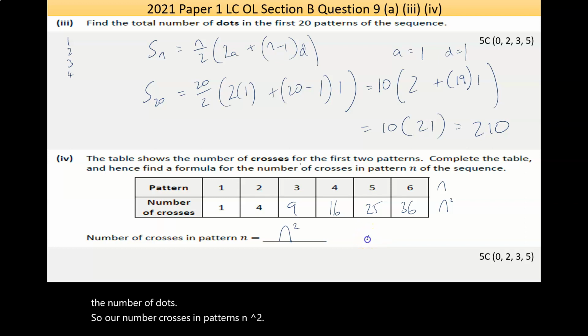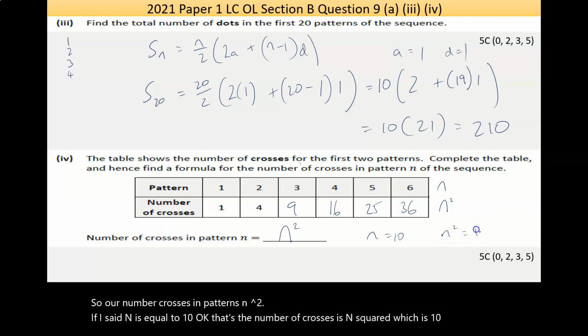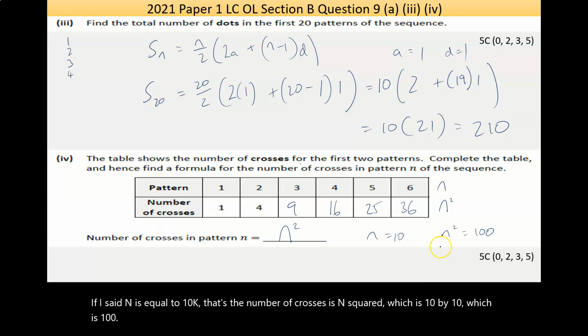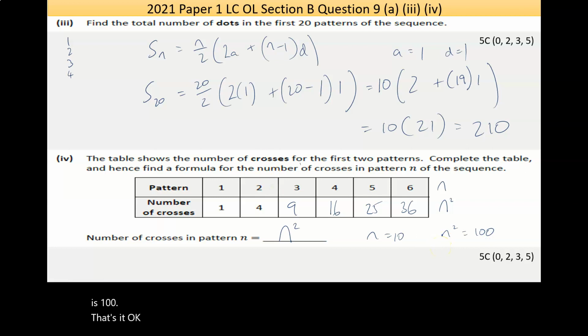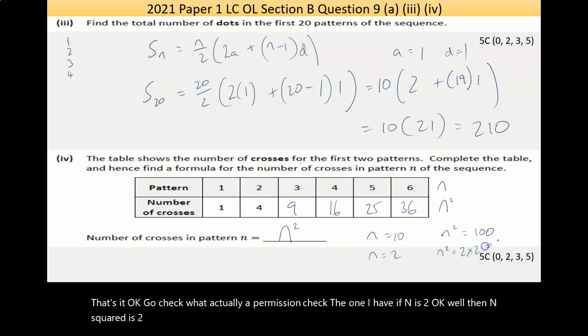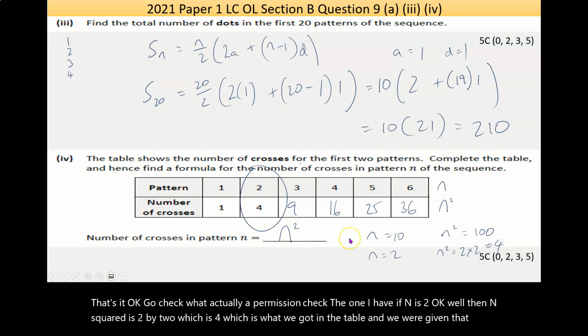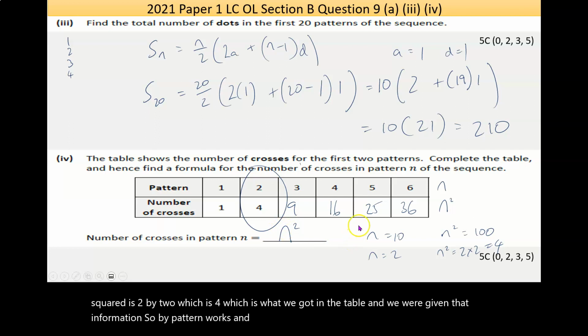If I said n is equal to 10, okay, the number of crosses is n squared, which is 10 by 10, which is 100. And that's it. I could check, actually I probably should check the one I have. If n is 2, well then n squared is 2 by 2, which is 4, which is what we got in the table. And we were given that information. So my pattern works, and that's part 4.